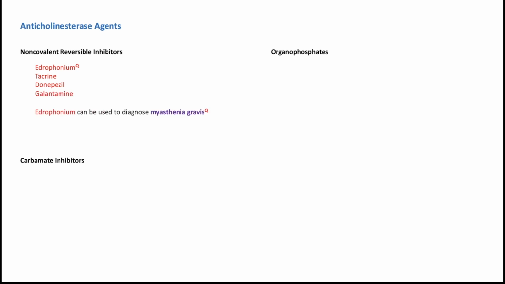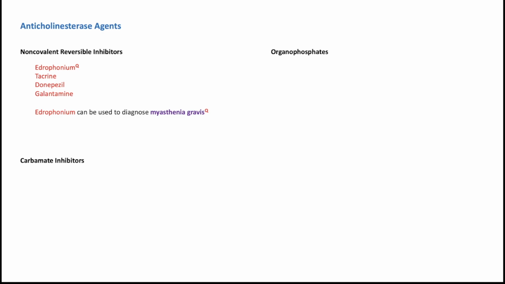Next, coming to the anticholinesterase agents: these block the activity of acetylcholine esterase. They act similar to muscarinic agonists, as these drugs increase the acetylcholine level. We have non-covalent reversible inhibitors, carbamate inhibitors, and the organophosphates. Under the non-covalent reversible inhibitors, very important is edrophonium, a short-acting agent used for the diagnosis of myasthenia gravis. Then we have tacrine, donepezil, galantamine, etc., which are used in Alzheimer's disease.